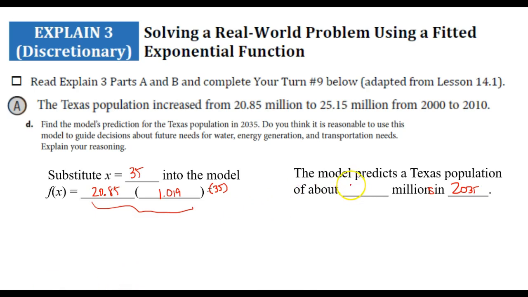So that would be about 40.3 million if you worked that out. That would be about 40.3 million people in 2035.